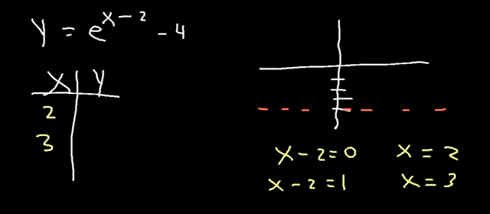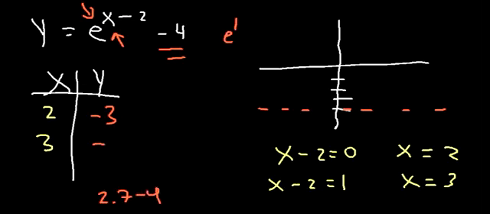So if we plug in 2 for x, 2 minus 2 is 0, and e to the 0 is a nice number, which is 1. And then 1 minus 4, don't forget that number, is -3. -3 is a nice number to plot. Now if we plug in 3, 3 minus 2 is 1. So e to the 1, you need to know that e is about 2.7. So 2.7 minus 4, -1.3.